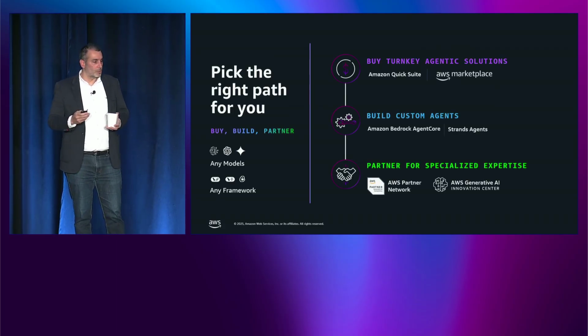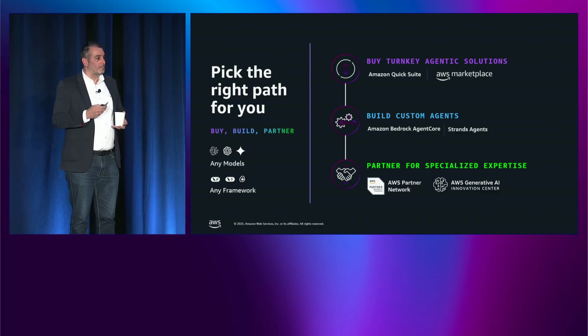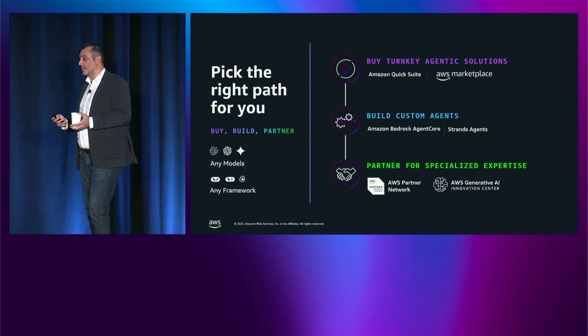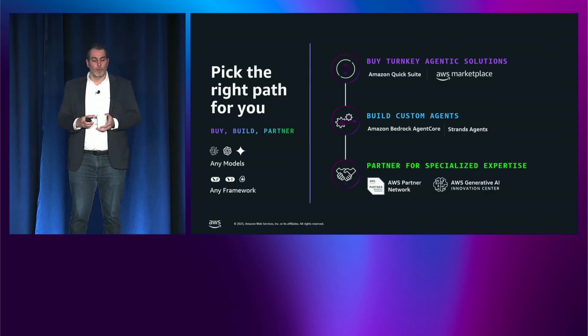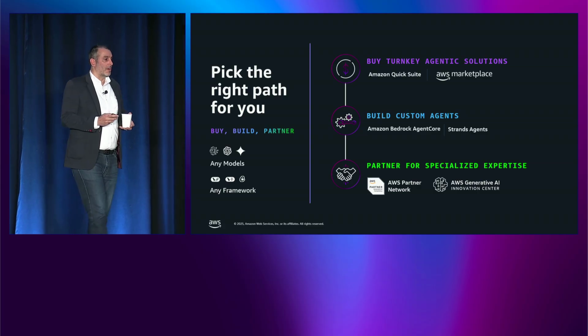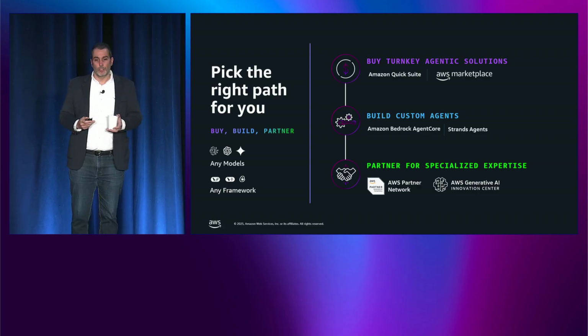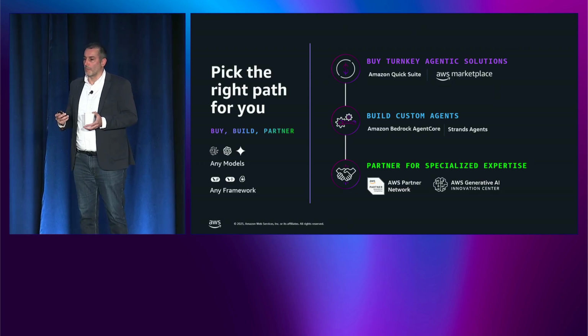Firstly, around choice. So with choice, the ability to buy or build or partner, depending on the use case, depending on your strategy, is extremely important. So at the top, you see some of our AWS native capabilities with QuickSuite and third-party capabilities that Andre is going to be talking about from Marketplace.